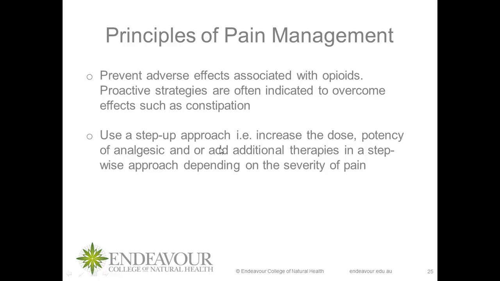We're also going to talk about a step up, step down approach. Here we want to choose the agent right the first time. Increase the dose and potency only where needed. Better perhaps to add additional therapies. Use a stepwise approach then, depending upon how the person then describes the pain or manages it themselves. Is it becoming severe? Is it going back to being moderate? Is it now mild, where you can then change your pain management strategy?